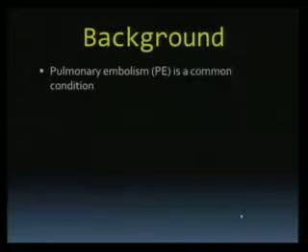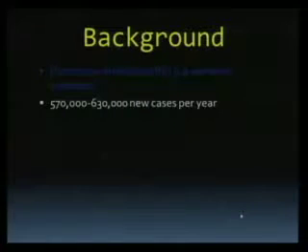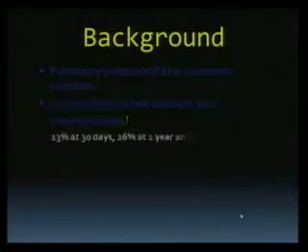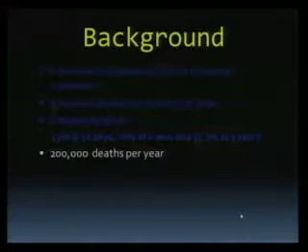So to understand the use, let's look at the background. Pulmonary embolism is a common condition, about 570,000 to 600,000 new cases per year. So that's a large number of PE per year. It's potentially fatal. When you look at mortality, it's 13% at 30 days, 26% at 1 year, and very high at 3 years, 35.3%. And the deaths are as high as 200,000 per year.